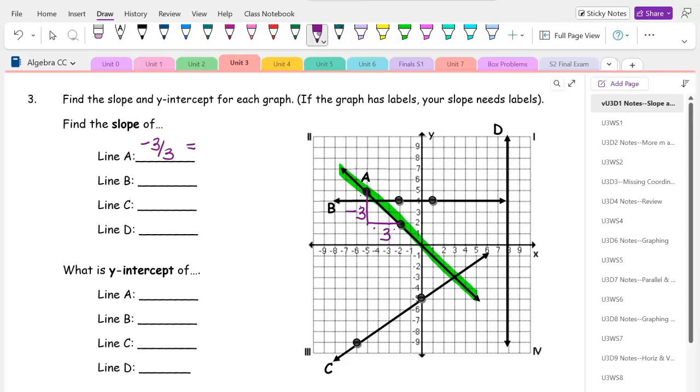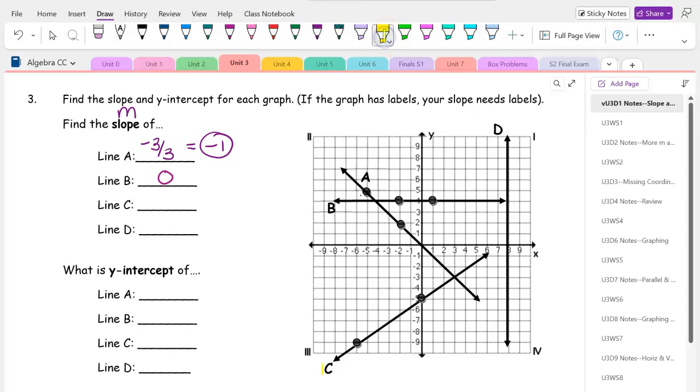And then you always want to simplify. -3 over 3 is -1. All right, and again, slope, our letter is M. All right, time for line B. Line B is horizontal. A horizontal line, every single time, that slope is 0. Okay?